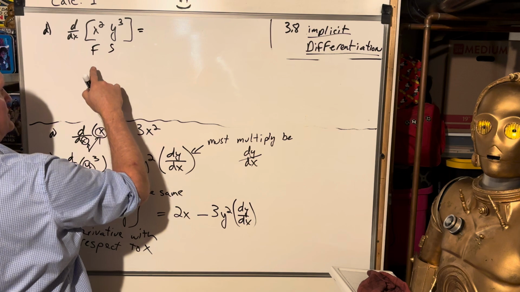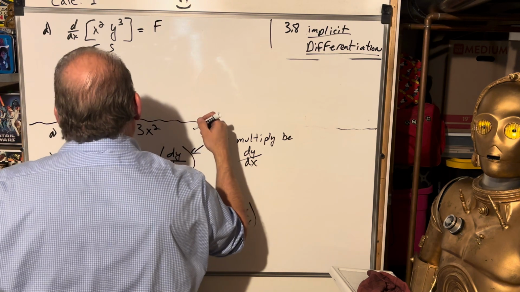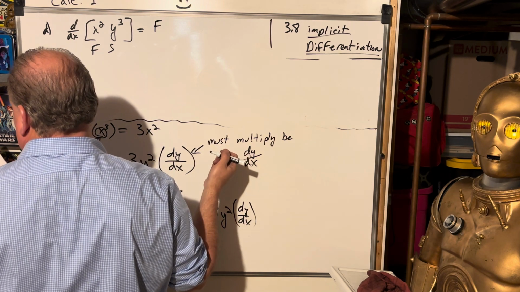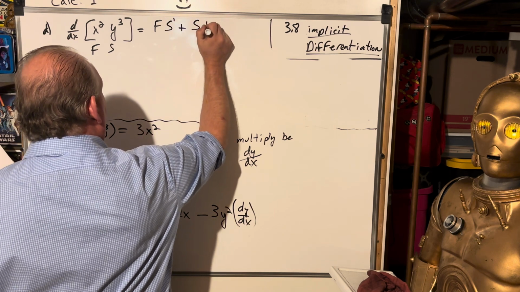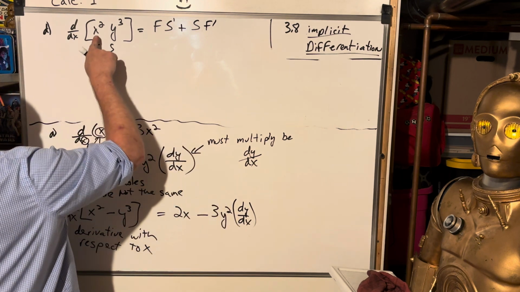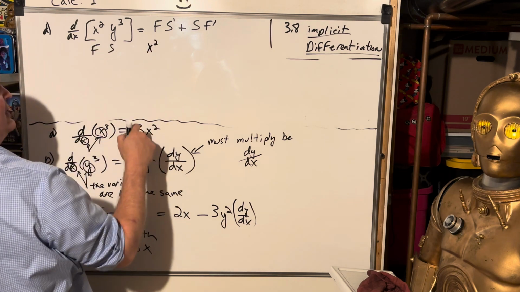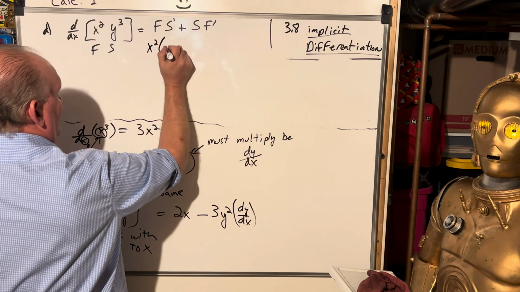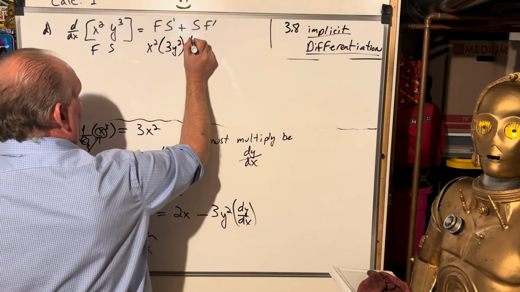Remember how that works, how do we always write that? The first times the derivative of the second plus the second times the derivative of the first. So the first is just x squared. Then the second is y cubed. Well, you can take that derivative and do 3y squared, but then you have to throw in dy dx.